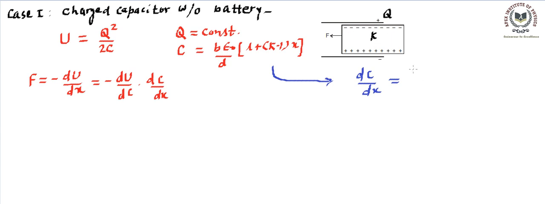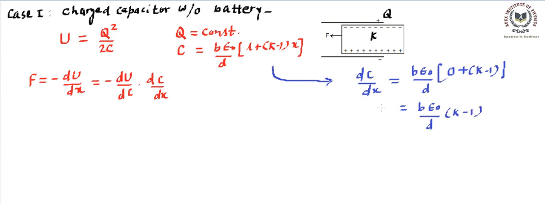So B epsilon naught by D, that's a constant, we can take it outside. Then we need to take the differentiation inside, and the differentiation of L is going to be 0, and the differentiation of this term is going to be plus K minus 1, because x differentiation becomes 1. Hence this comes out to be B epsilon naught divided by D within the bracket K minus 1. That means dc upon dx is constant.